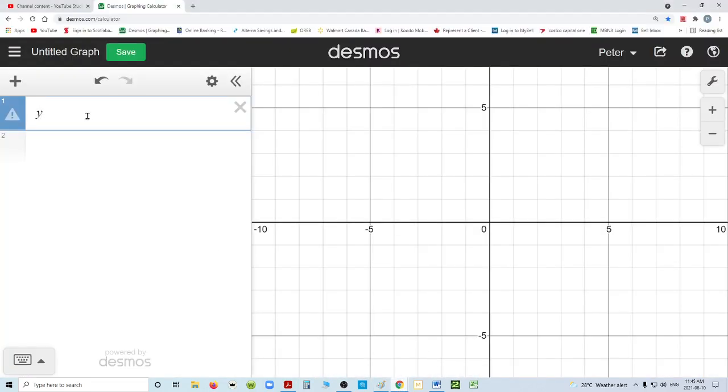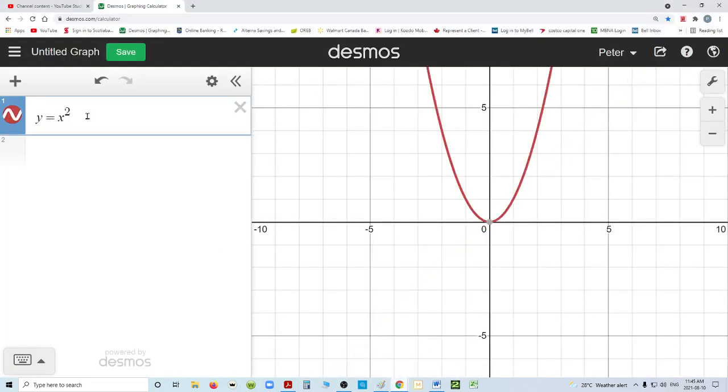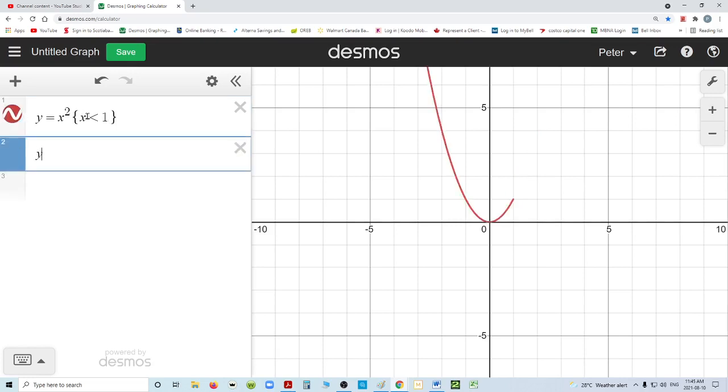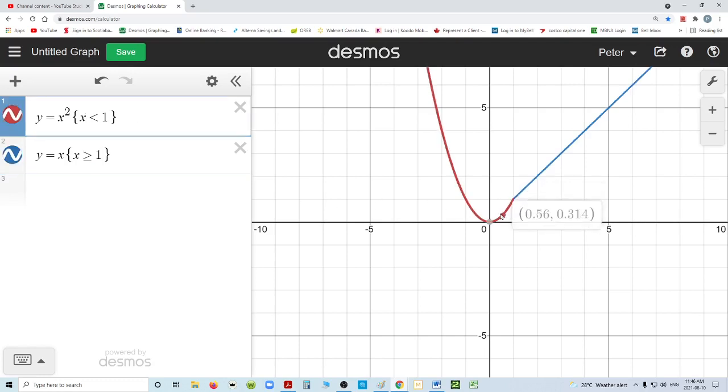You can do y is equal to x squared, there's my parabola, and then in rounded brackets you can say when x is smaller than 1, and there it is. Then you can do y is equal to x, and in brackets you can say when x is bigger or equal to 1. And boom, suddenly we have the thing I just drew, and right there 1 comma 1 is included, and we can slide anywhere.